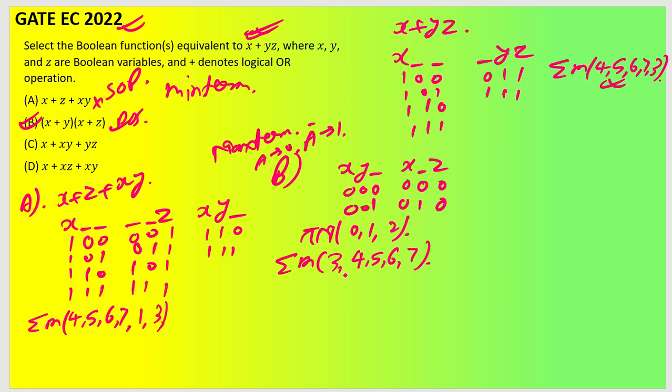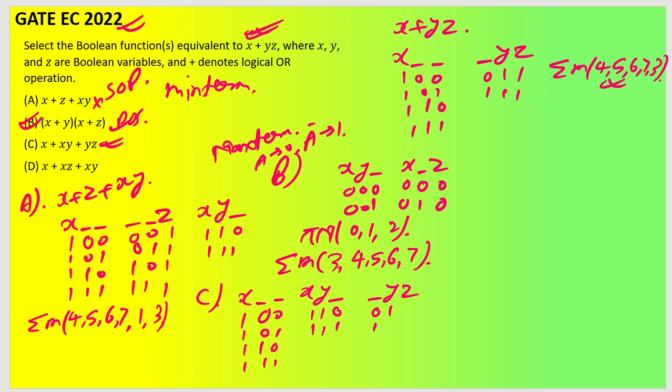B is true. Now let us talk about C. What is my C? x plus yz plus x plus xy plus yz. So x, yz, then x, y, z, and then x, y, z. So these three terms are there: 0, 0, 0, 1, 1, 0, 1, 1, 1, 1, 1, 1. Then this is 0, 1. This is going to be 1, 1, 1, 1. This is going to be 0, 1. So it is 1, 1, 1, 1.